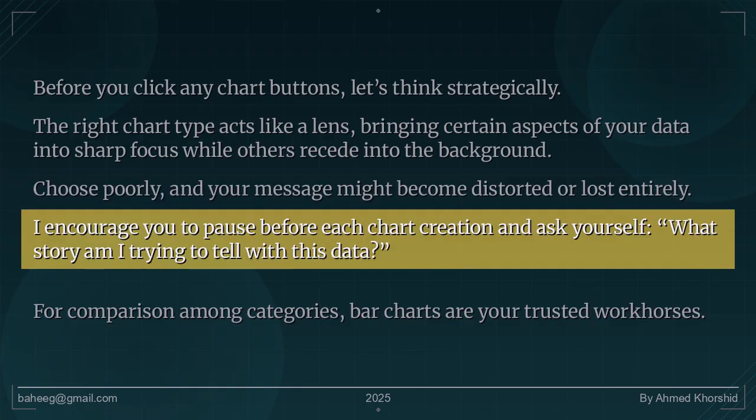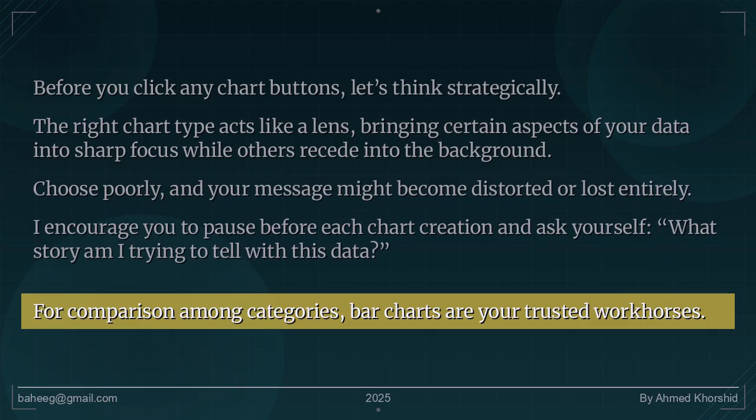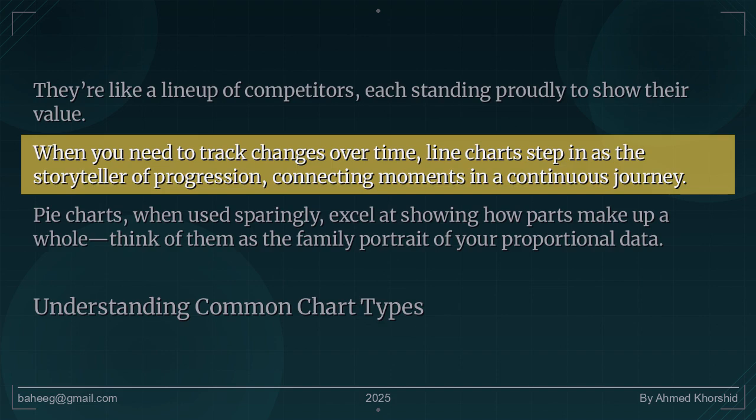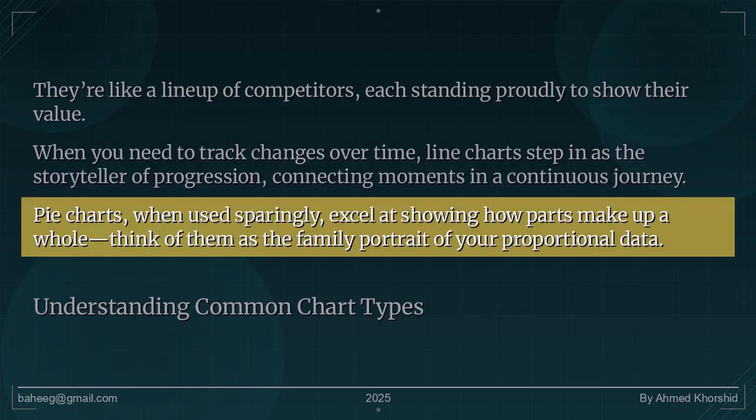I encourage you to pause before each chart creation and ask yourself, what story am I trying to tell with this data? For comparison among categories, bar charts are your trusted workhorses. They're like a lineup of competitors, each standing proudly to show their value. When you need to track changes over time, line charts step in as the storyteller of progression, connecting moments in a continuous journey. Pie charts, when used sparingly, excel at showing how parts make up a whole. Think of them as the family portrait of your proportional data.